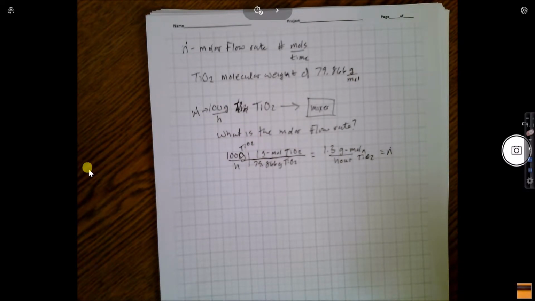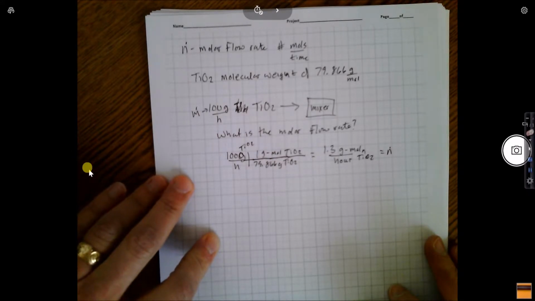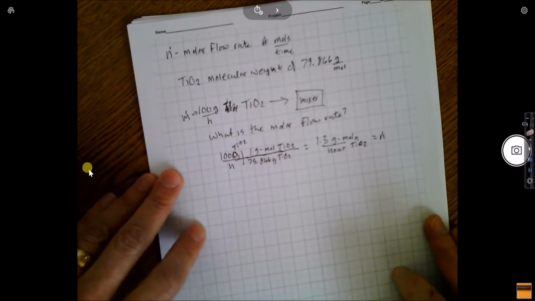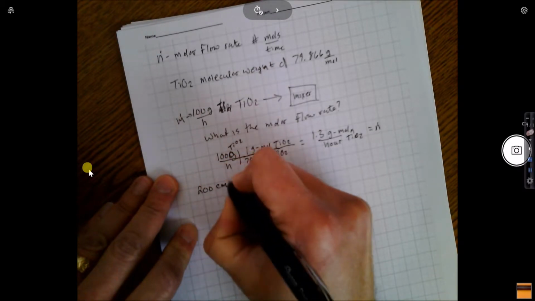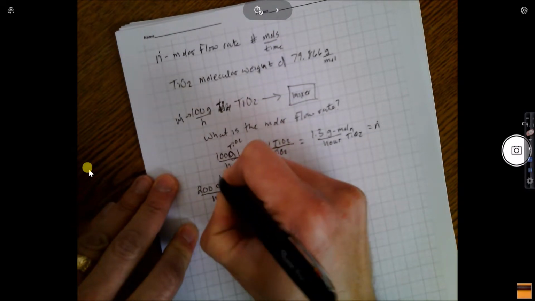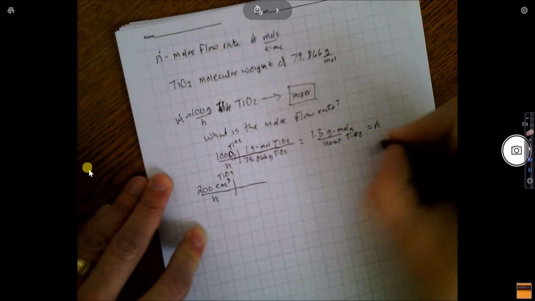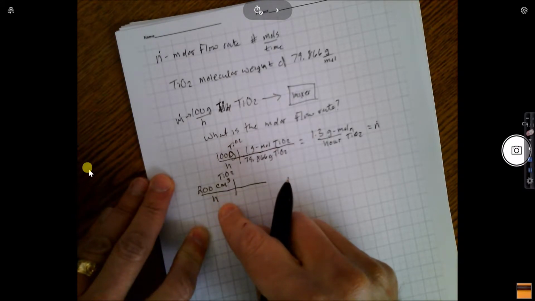However, if we're given a volumetric flow rate, we probably can't do it with just one conversion factor. So let's take a look at this. I'm not a betting man, but I would think we would need two conversion factors to get from a volumetric flow rate to a molar flow rate. So let's make up a problem. Let's say we have 200 centimeters cubed per hour of titanium dioxide flowing, and we want to know what the molar flow rate would be.